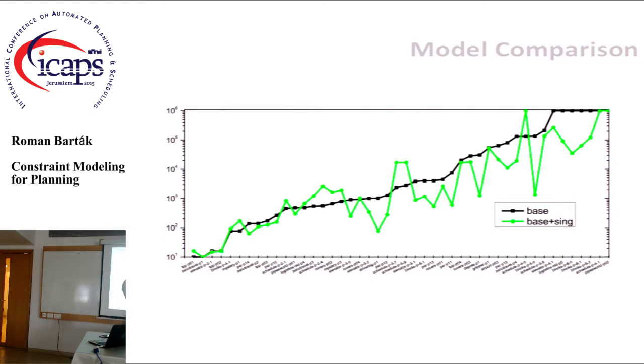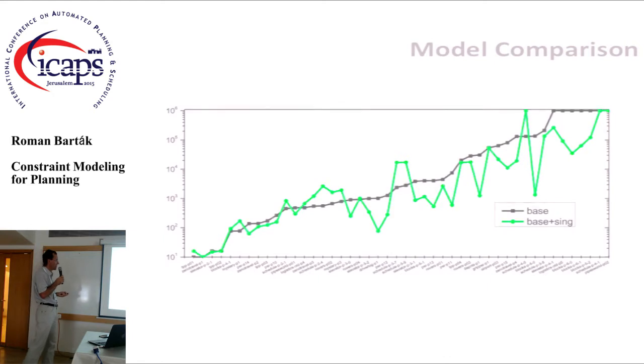But this is the nice part. For some problems that we are not able to solve with the previous model, with singleton consistency we help a lot because we remove actions that cannot be used, and the other models need to try them as possible alternatives. But still, I mean, it's not convincing. Sometimes it's worse, sometimes it's good.